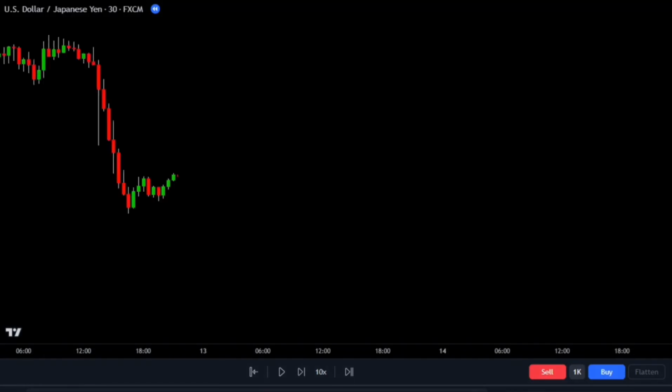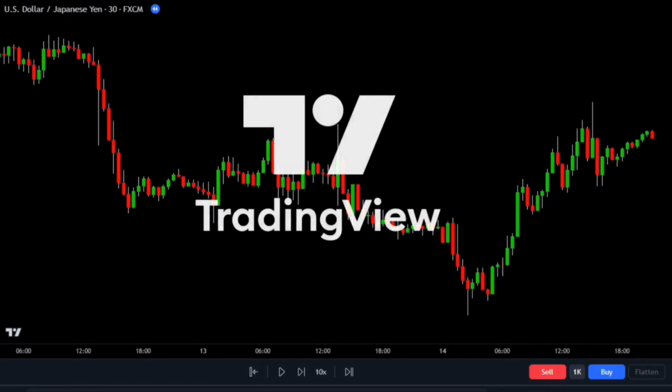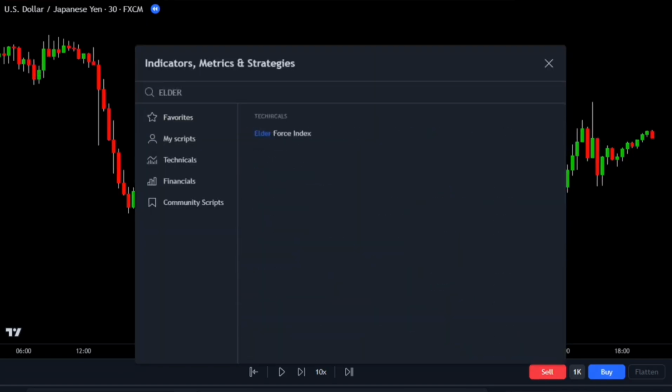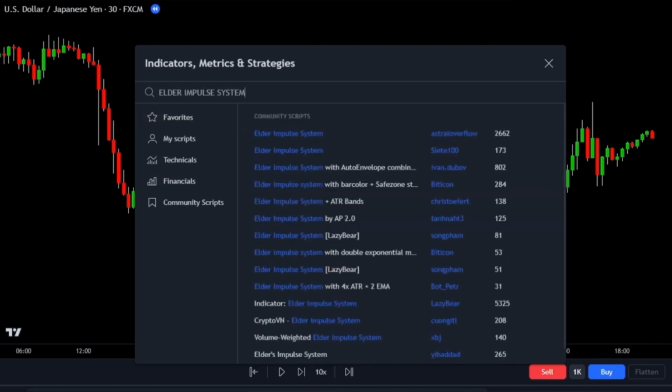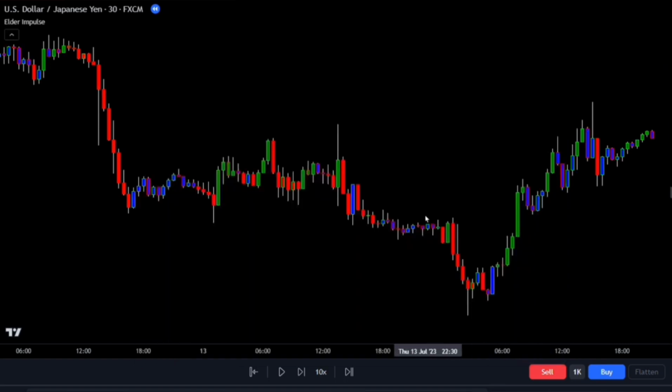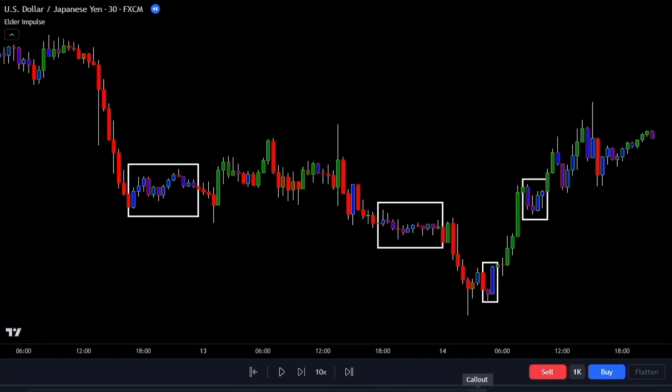Alright, let's start by setting up the Elder Impulse system on TradingView. First, open TradingView and go to the Indicator tab. In the search box, type Elder Impulse System by Flow and click to apply it on the chart. Once it loads, you'll see an indicator that uses pure price action to detect bullish and bearish trends. And it can also show when market volatility has decreased in both up and down trends.